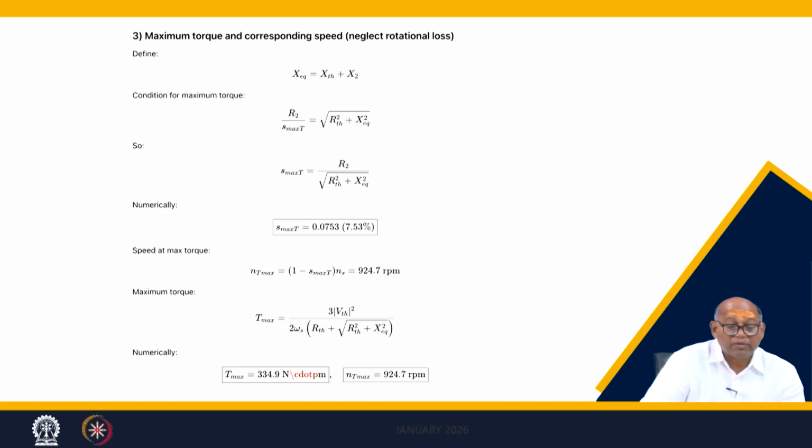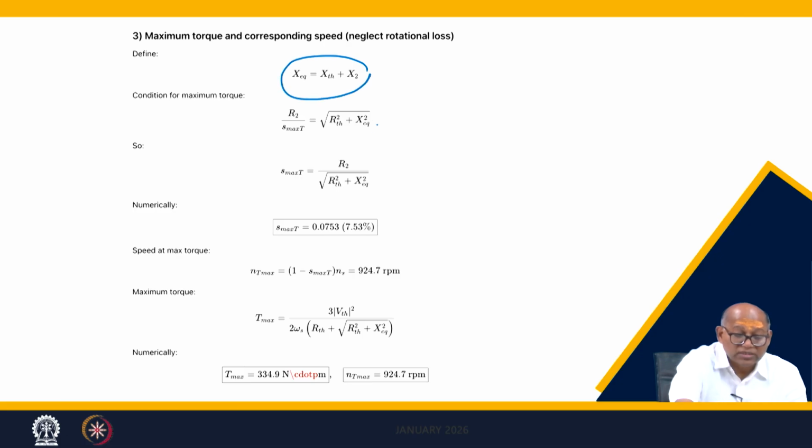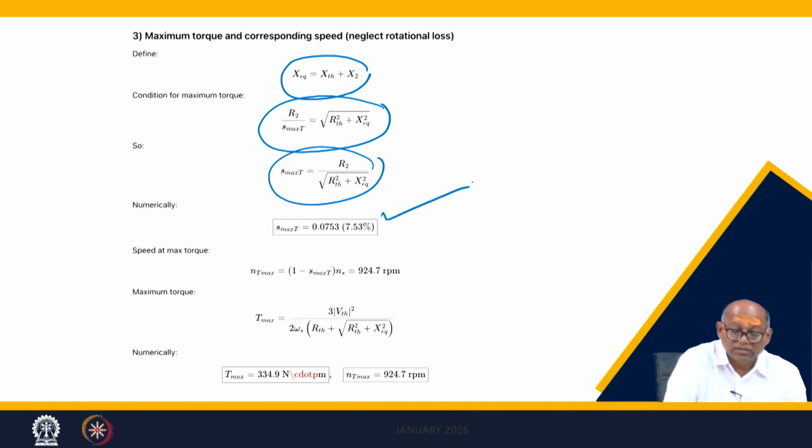Then the maximum torque can be found out. How do I find maximum torque? From the Thevenin's equivalent, you know this relationship we have already derived. You find this S max T, which is quite high at 7.53%. Then what is the torque? The speed at this torque is 1 minus S max T. So the torque becomes this. This is the pull out or maximum torque.